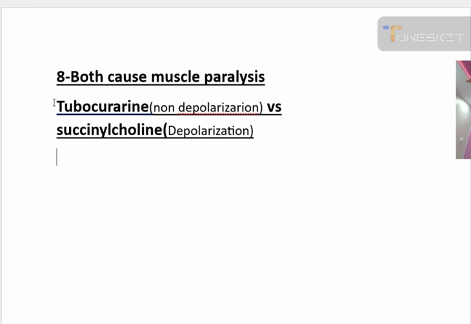Now the two drugs, tubocurarine and succinylcholine, they are muscle relaxants and they cause muscle paralysis. They are basically used in operation or surgical procedures, and the difference between these two is that one is non-depolarizing and the other causes depolarization. One is for short term. Succinylcholine works for short term and tubocurarine is for long surgical procedures. Succinylcholine basically is used for the intubation procedure. So tubocurarine is more potent than succinylcholine.